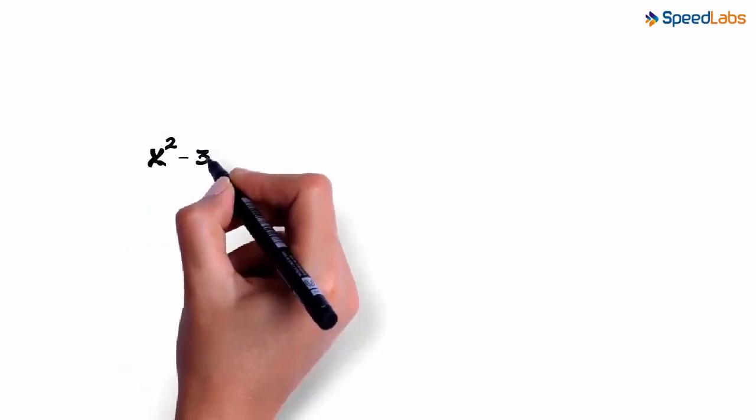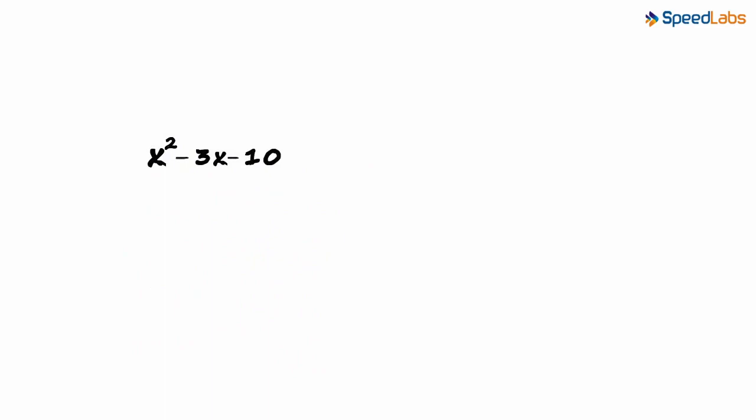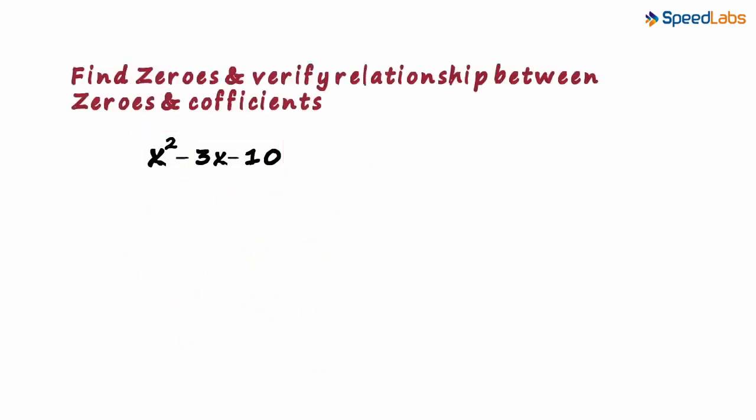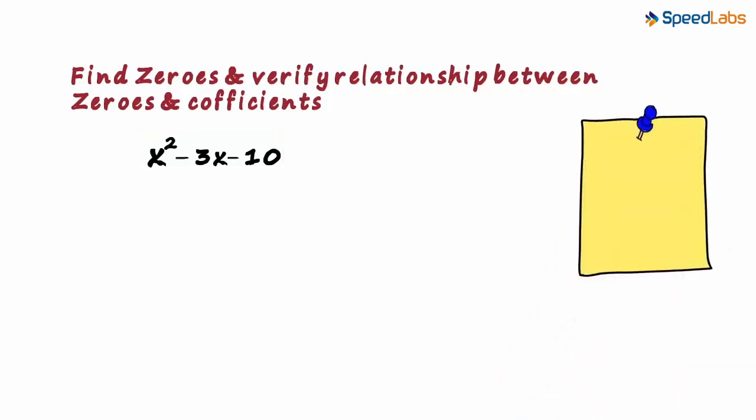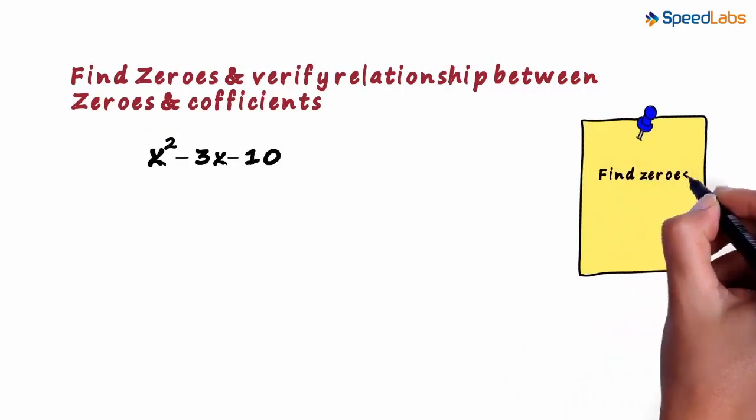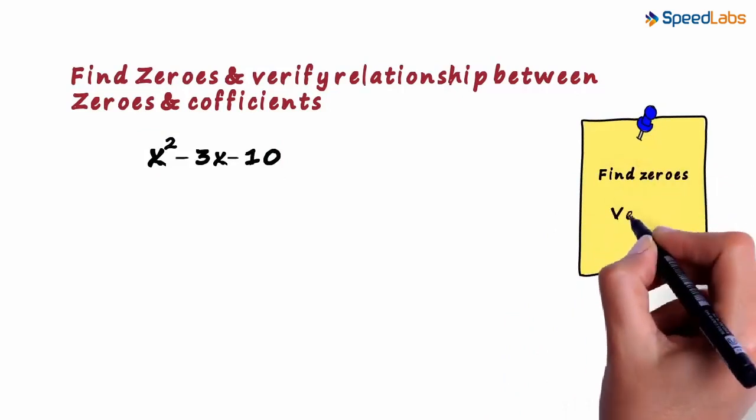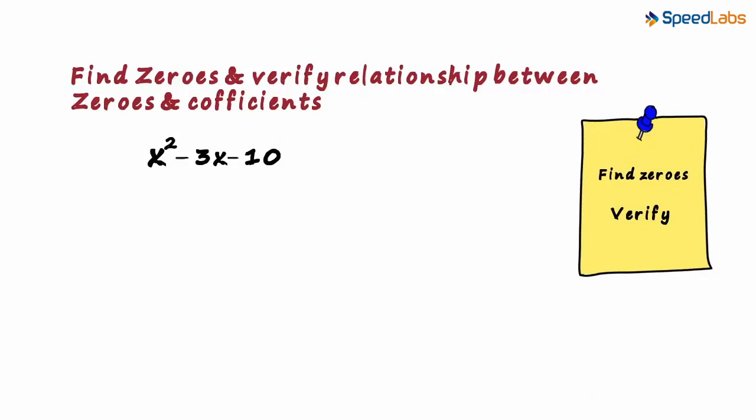Consider the polynomial x squared minus 3x minus 10. In this example, we have to find zeros and verify the relationship between zeros and coefficients of this polynomial. It means we have to do two things. First, we have to find its zeros, and second, we have to verify that our answer is correct. To find the zeros, let us factorize it first.